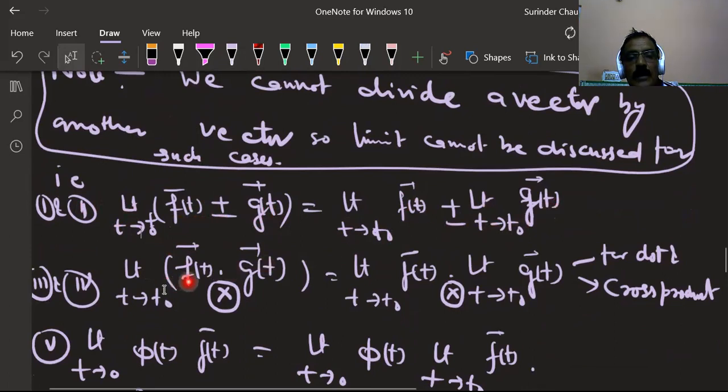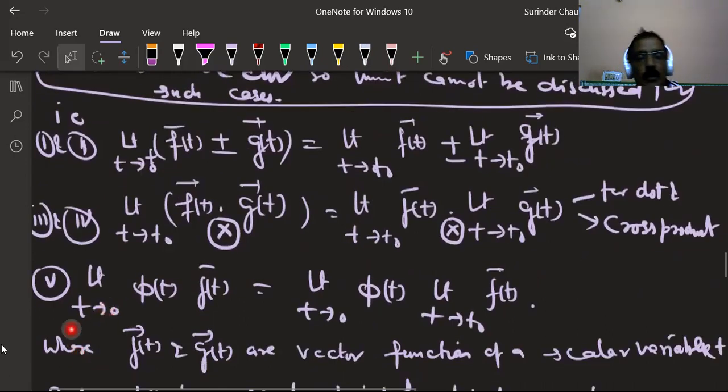Second, the limit as t approaches t naught of the dot product of f vector t and g vector t is equal to the dot product of their limits. Similarly, the limit as t approaches t naught of the cross product of two vectors is equal to the cross product of their limits. And the limit as t approaches t naught of a scalar point function multiplied by a vector function is equal to the product of their limits, a simple product.